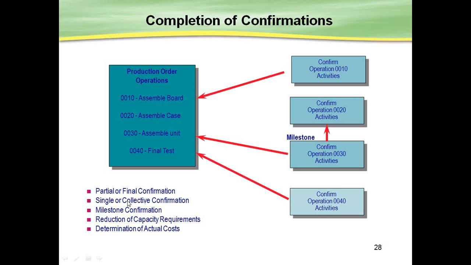Here the meaning of single or collective is that if you want to confirm operations one by one, it will be called single. If you want to confirm all operations in one go, it will be called collective. Now there is another kind of confirmation which we call a milestone confirmation. Milestone confirmation is used to mention some kind of milestone during your process.